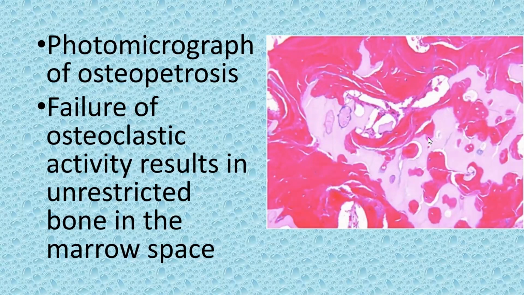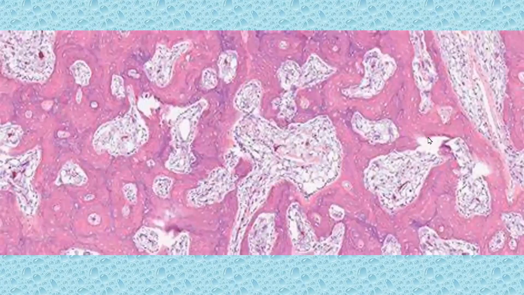This shows you, look at the trabeculae, look at the osteoid tissue, it's thick. You don't see osteoclasts. You don't see Howship's lacunae, the site at which osteoclasts act.